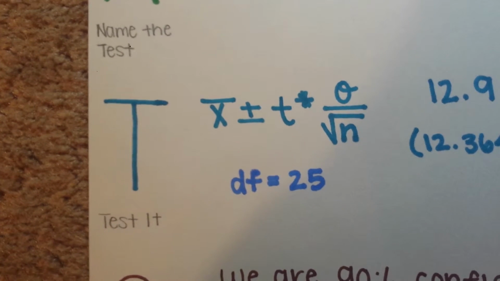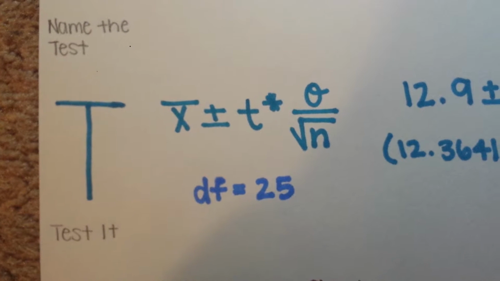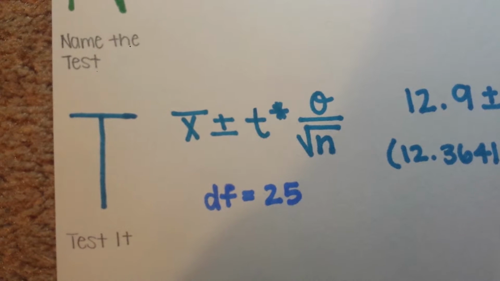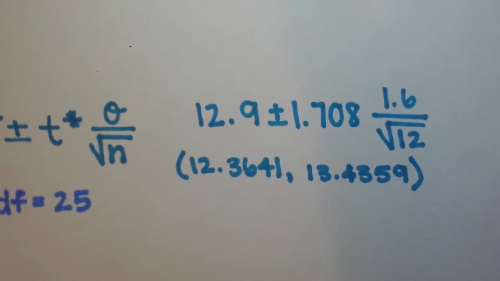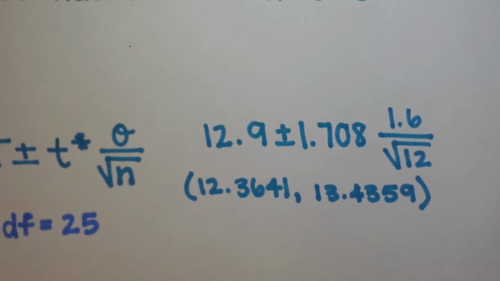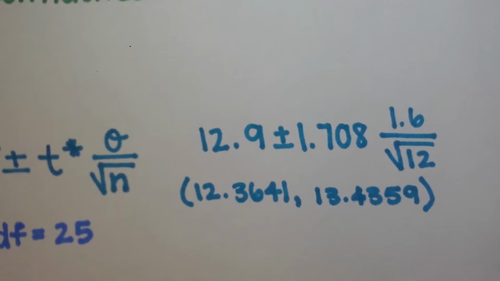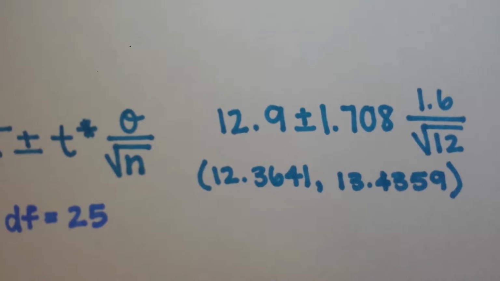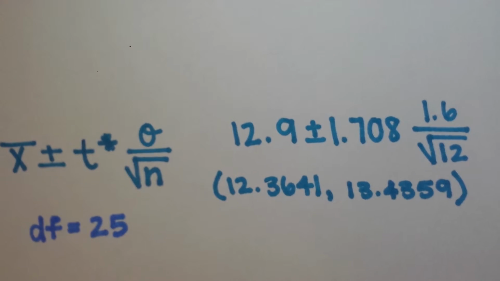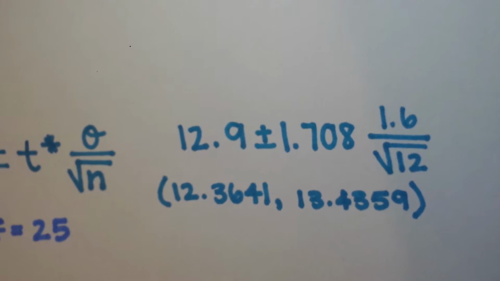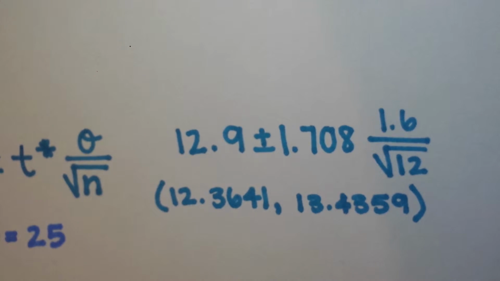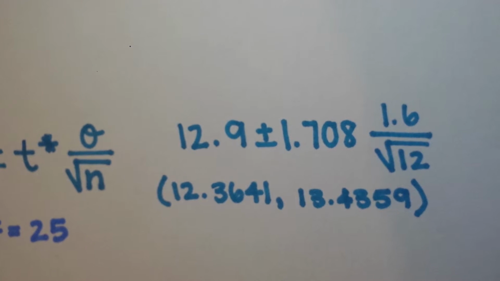To test it, we will need the formula, which is X bar plus or minus T star times standard deviation divided by the square root of N. We will begin to plug in our numbers. For X bar, we'll plug in 12.9, and then plus or minus your T star, which is 1.708. Our T star was found by a degree of freedom of 25, and also by looking at Table C. And then times your standard deviation of 1.6 divided by the square root of your sample size, which is 26.